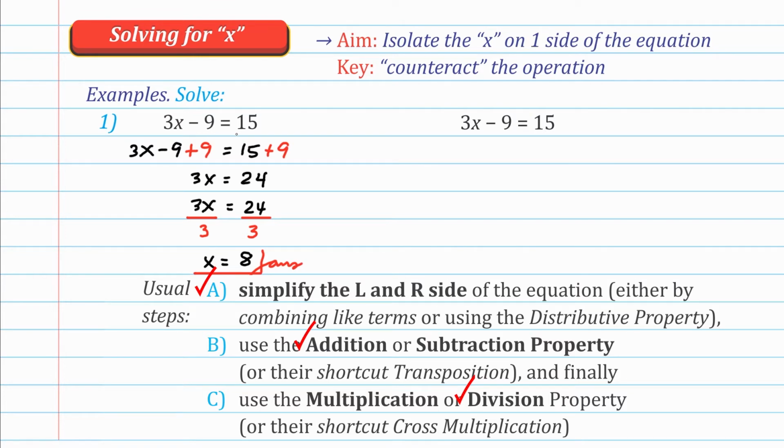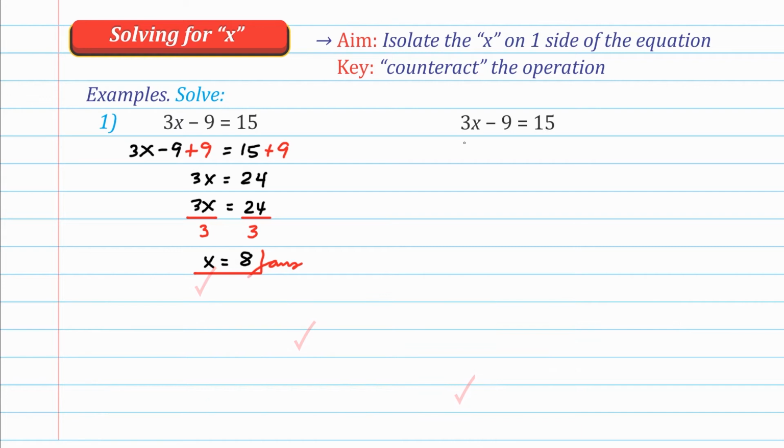Simplify the left and right side, and then usually, we use addition and subtraction property as the second step to remove the constant. And then, lastly, we use the division property to remove this 3 to simplify further and isolate yung x natin. Now, medyo mahaba yung solution natin. So, we know, of course, that addition and subtraction property has a shortcut, and that is transposition. So, let's try and solve this another way, faster.